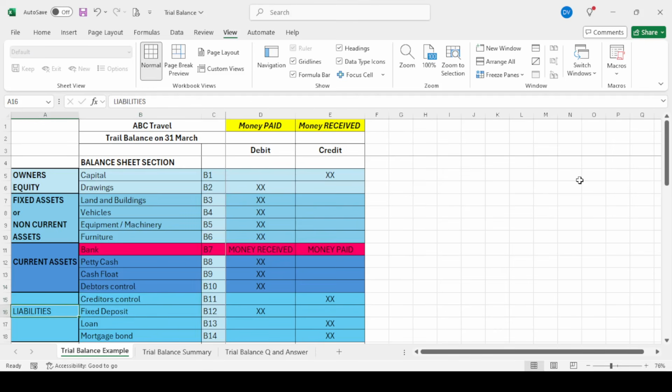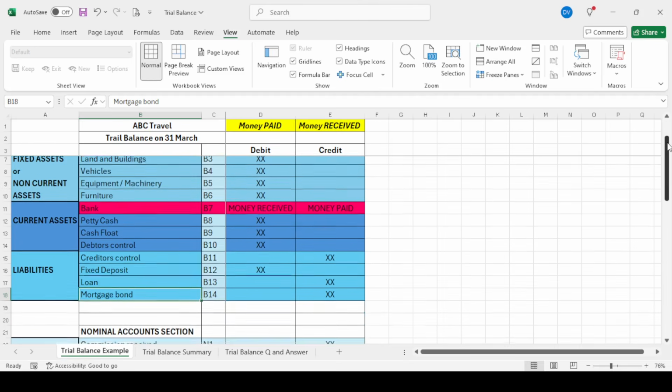The next section, and this is the last section of your balance sheet section, is liabilities. So these are the things that come with a bit of risk. It is your creditors control, fixed deposit, a loan, and a mortgage bond.